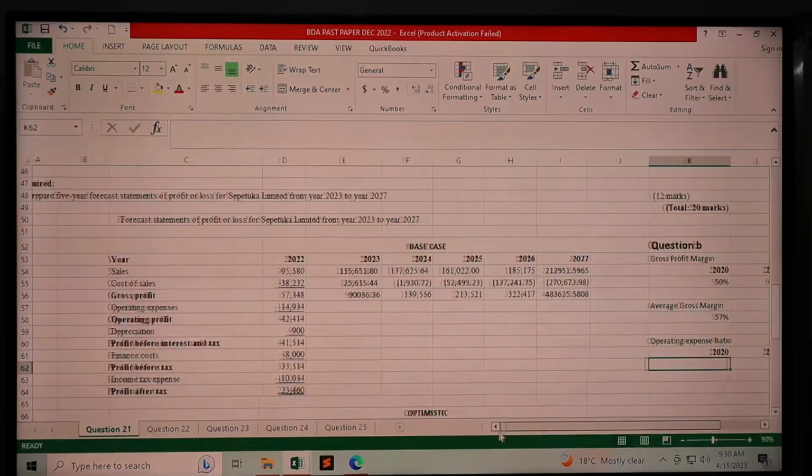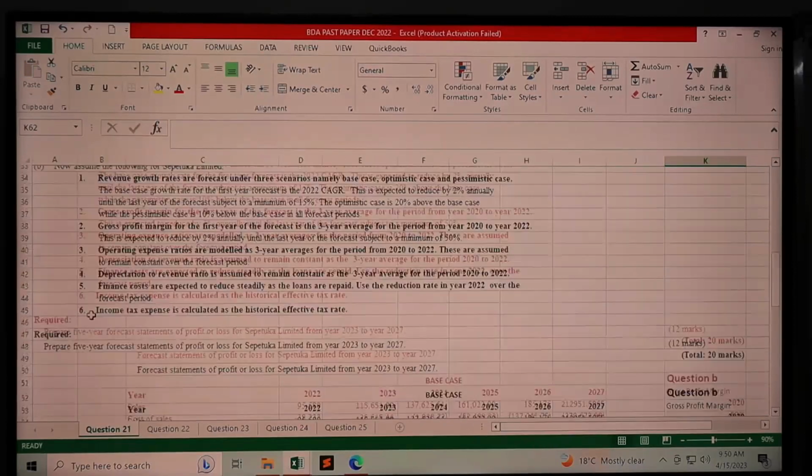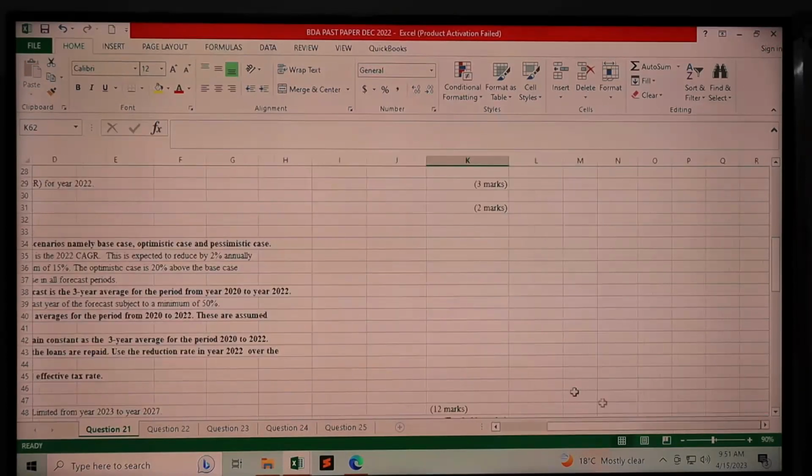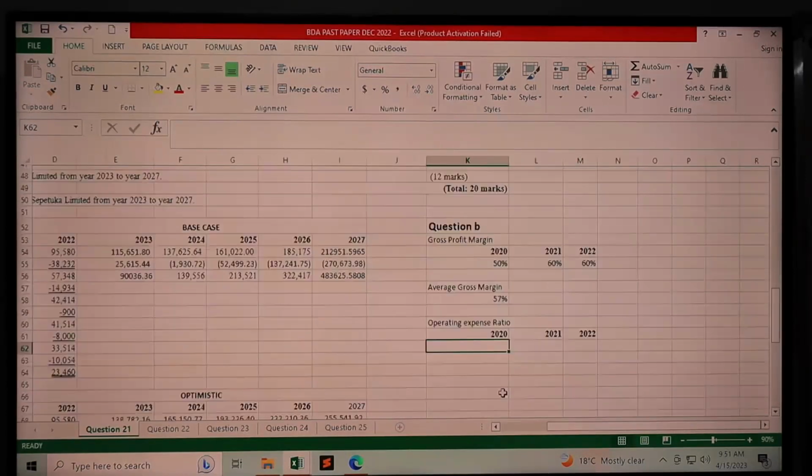So what do you get here? You are told that operating expenses are modelled as the 3 years average, for the period 2020-2021. These are assumed to remain constant. However, for 2023, use the average of those ratios. So how do you get that? Again, you have to use the formula.